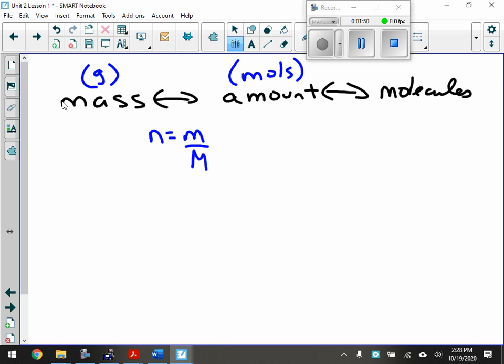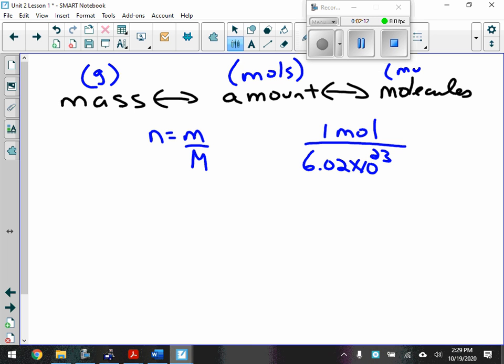Now, this part is going to be a little bit of review here. How do I get from moles to molecules? Big one, which is 1 mole always means 6.02 times 10 to the 23. Okay? And again, over here, I already put molecules here, but basically we're talking about how you get from grams to moles to molecules, or vice versa.